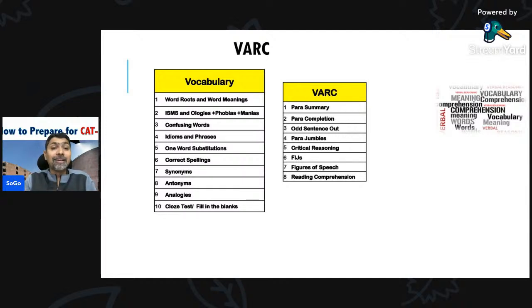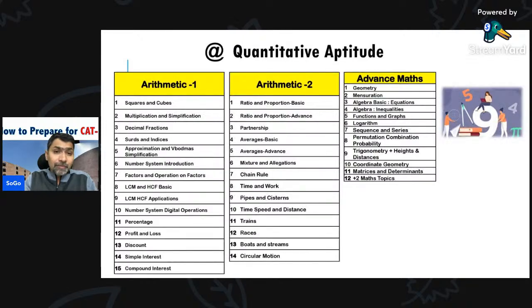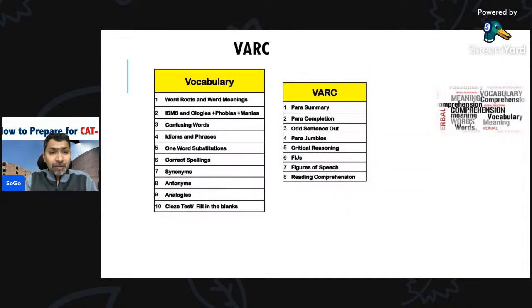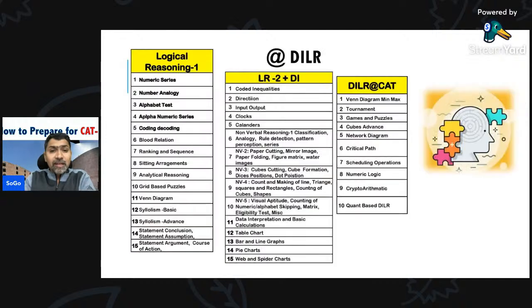75% of your paper is reading comprehension, right? So then comes your DILR, data interpretation logical reasoning. In data interpretation logical reasoning, you have two parts. One, logical reasoning, which you call the standard reasoning, which you will get mostly in your NMAT and your SNAP. And this is your logical reasoning 1, LR2. The same DI, you will not be getting as direct questions in CAT. In CAT, you will be getting questions which are what we call DILR, DI mixed with LR mixed with GI.